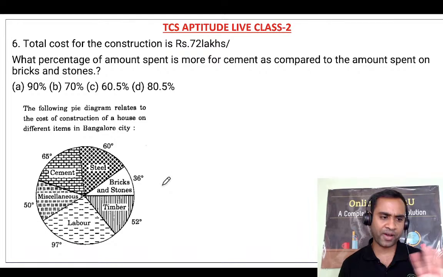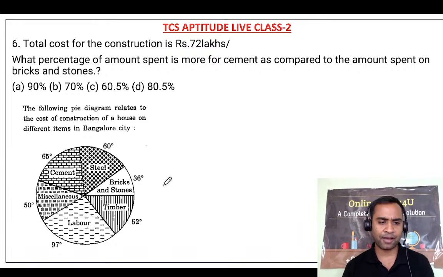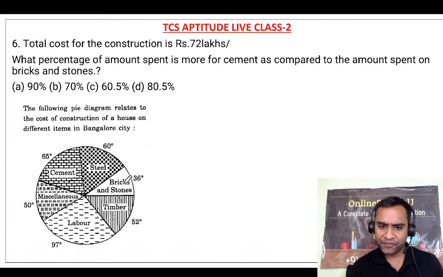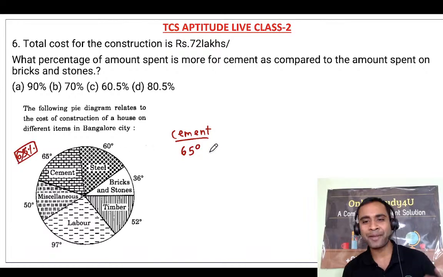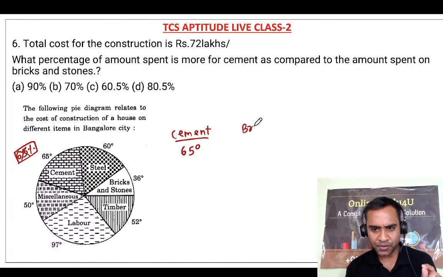Now, no one has solved it. We have around 100 people right now, and we could see no one has solved it. Now, if we see cement, they are spending 65 degrees. If it were a percentage, you could have easily solved it, but this is in degrees. No problem, but you have to concentrate for some time. Whatever I say you have to understand. Now bricks and stone is 36%.